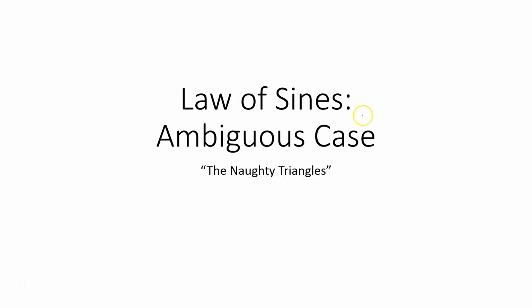Going to talk about the ambiguous case for the law of sines today. The ambiguous case is the one where you have more than one possibility. So you're given some information about a triangle, and you don't know what the outcome is because there's perhaps more than one possible triangle that could be made.